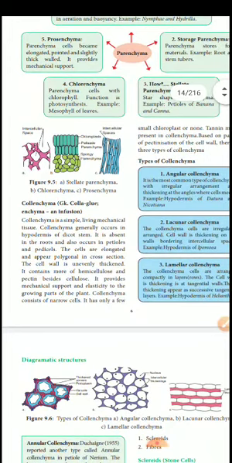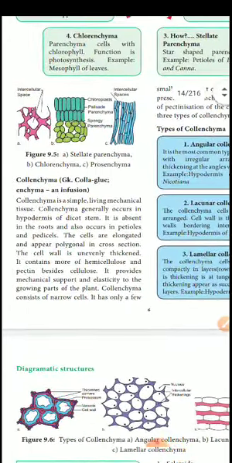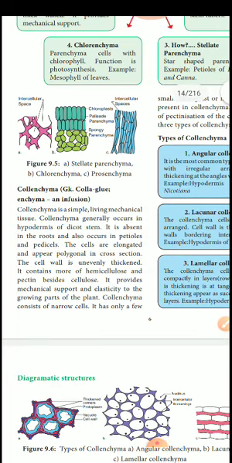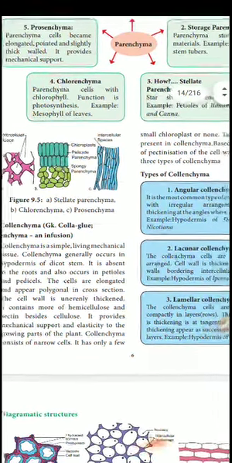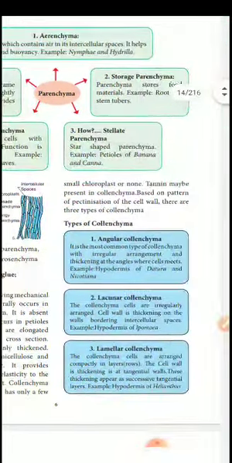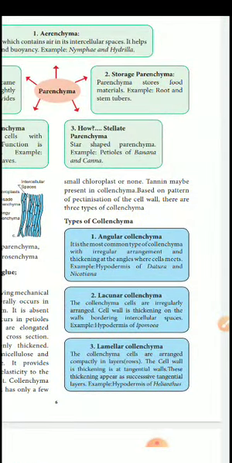Next, collenchyma. Colla means glue. Collenchyma is a simple living mechanical tissue. Collenchyma generally occurs in the hypodermis of dicot stems. It is absent in the roots and also occurs in the petioles and pedicels. It is elongated in cross section of the parenchyma, unevenly thickened with more hemicellulose. So it provides mechanical support and elasticity to the growing part of the plant. Collenchyma consists of narrow cells. It has only a few smaller chloroplasts.